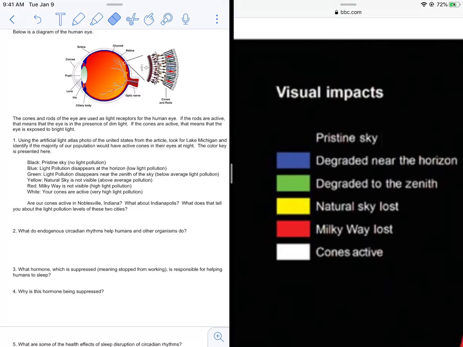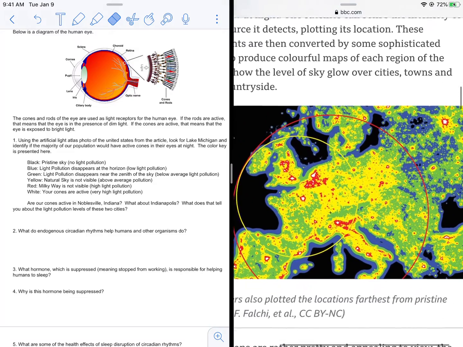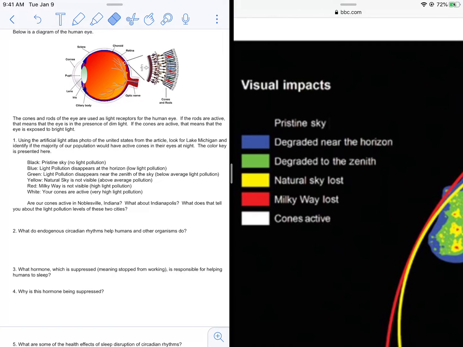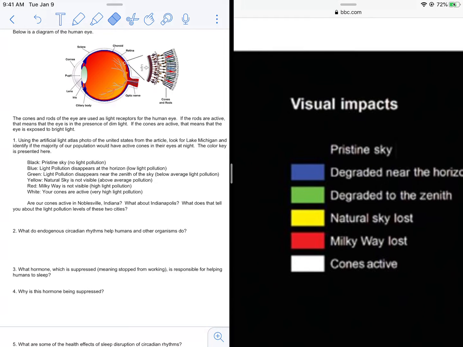If you see black, which in this case, anything that's black in this picture is the ocean, that means there is no light pollution in that area, which would make sense because we don't have any lost cities of Atlantis lighting up at night, causing a bunch of light pollution in the middle of the Atlantic. So, in this case, if you have blue, that means you have a little bit of light pollution, but not a whole lot.